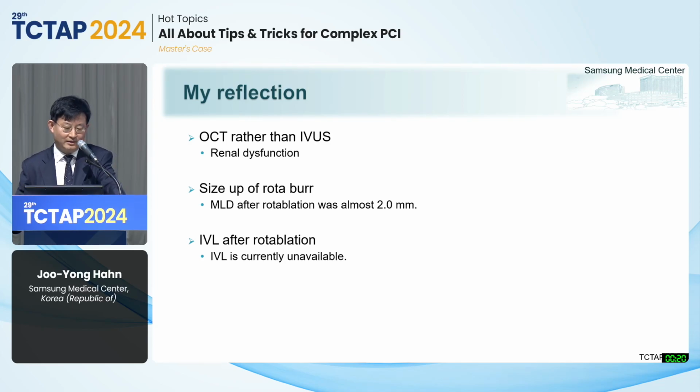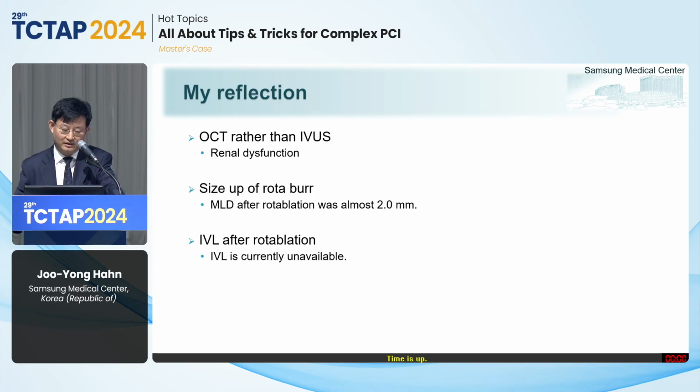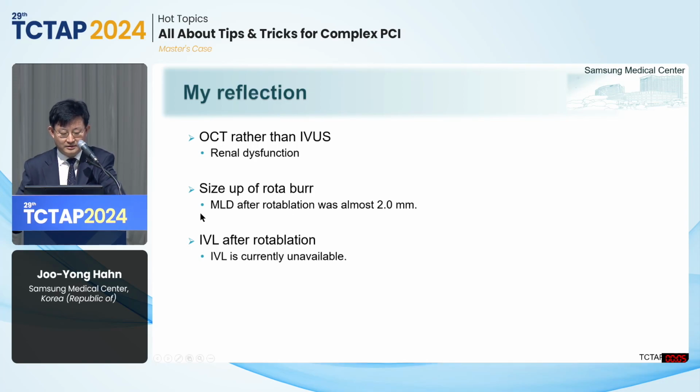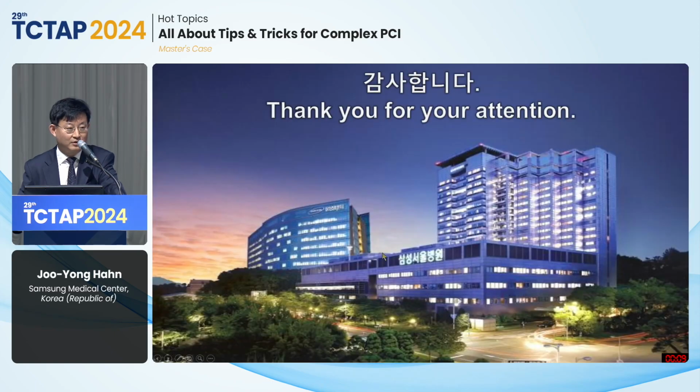OCT would be better than IVUS to understand the extension and the structure of calcium, even if the patient had moderate renal dysfunction. We can consider the size of a Rota burr. However, as I mentioned in my presentation, MLD after rotablation was almost 2.0 millimeter, so I don't think it is quite effective. IVL after rotablation would be a good option, but unfortunately, IVL is currently unavailable in Korea. Thank you for your attention.